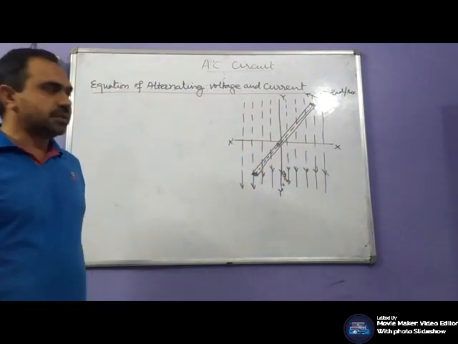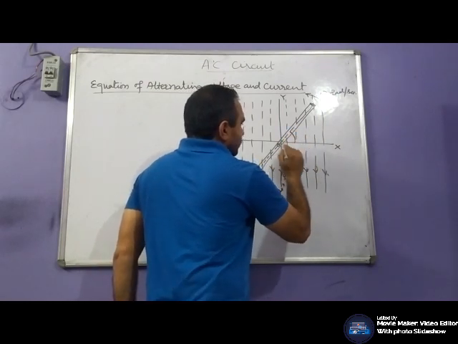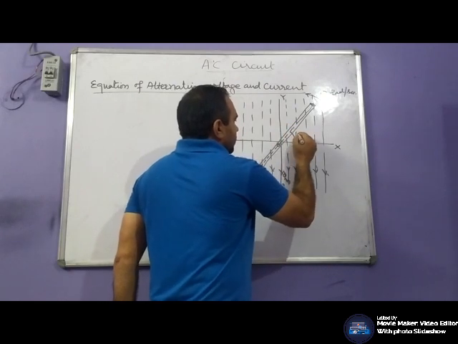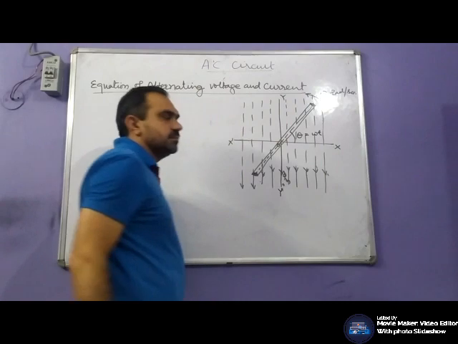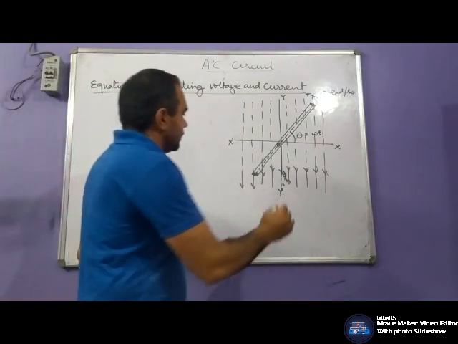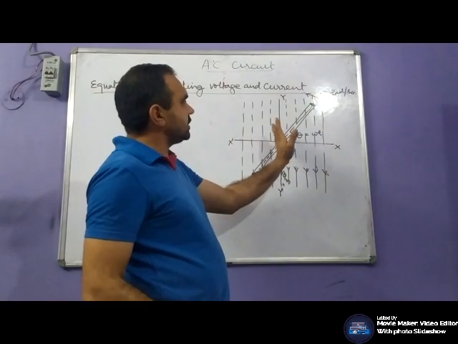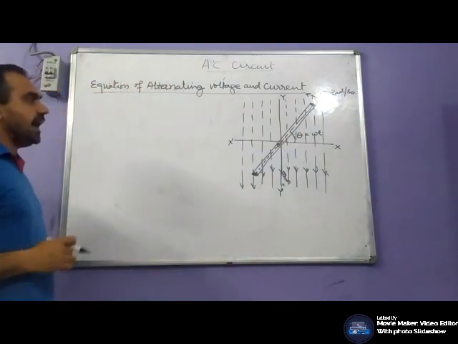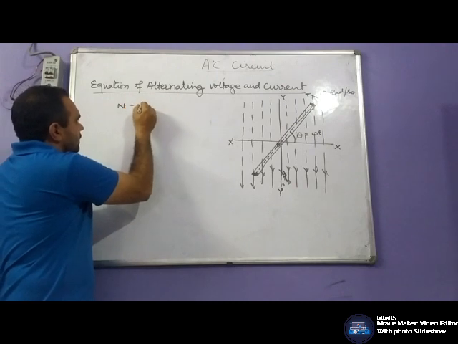At a constant speed. Let's say from the OX axis, it has moved by an angle of theta, and this angle theta may be represented by omega into t. This is the maximum flux. In this constant flux, this coil is rotated. Let n be the number of turns in the coil.